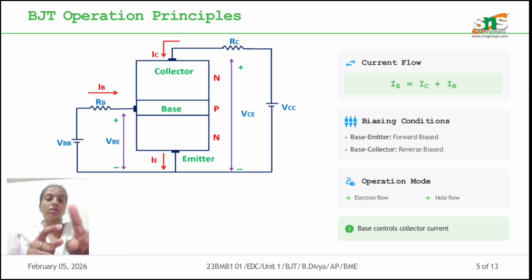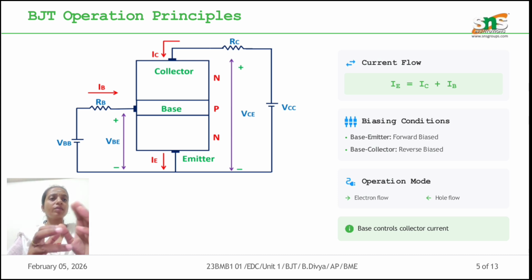VBB is the supply given to the base, and the emitter is connected. RB is the base resistance and RC is the collector resistance, which is connected with VCC. The collector current flows through the collector and the emitter current flows out from the emitter, whereas the base current IB flows into the base.